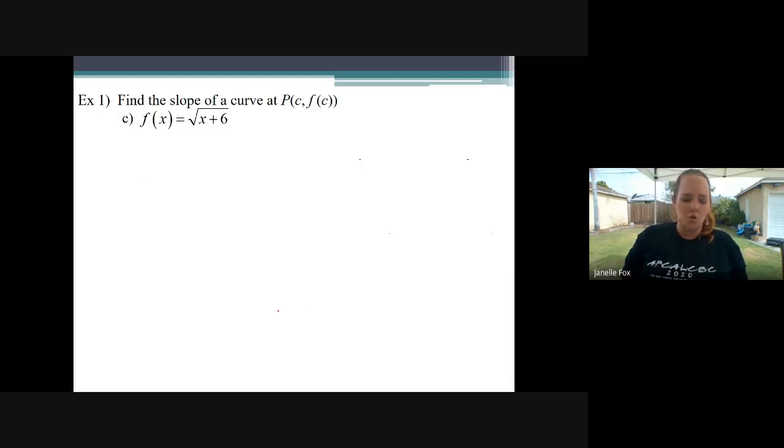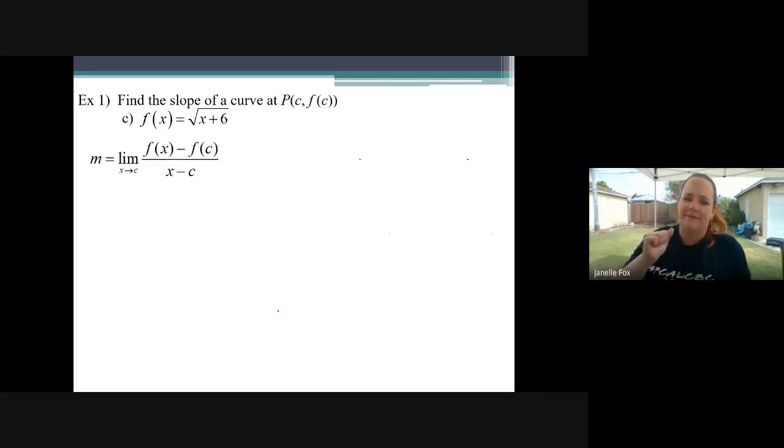Okay, look at this one. This one has a square root symbol on it. So fun. We're going to do f of x is equal to the square root of x plus 6. Now let's do it. Of course, we start this one like we do all the others by starting with the definition.